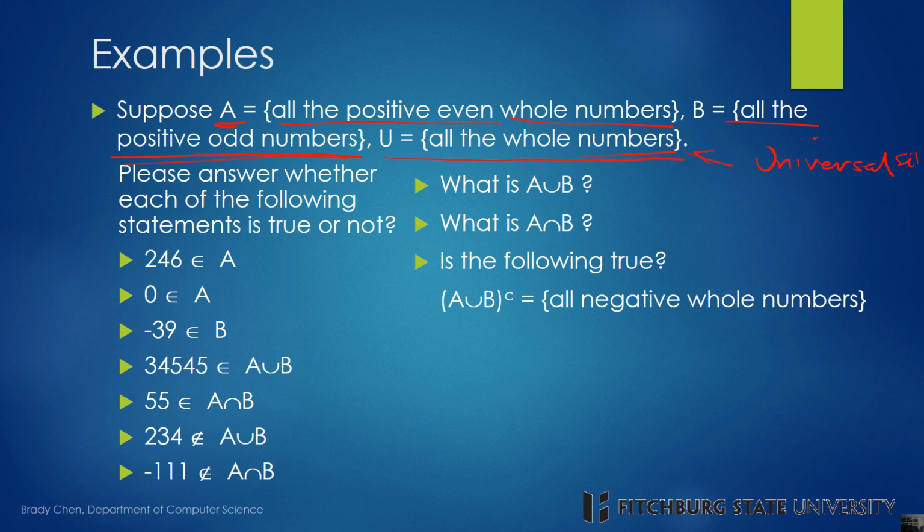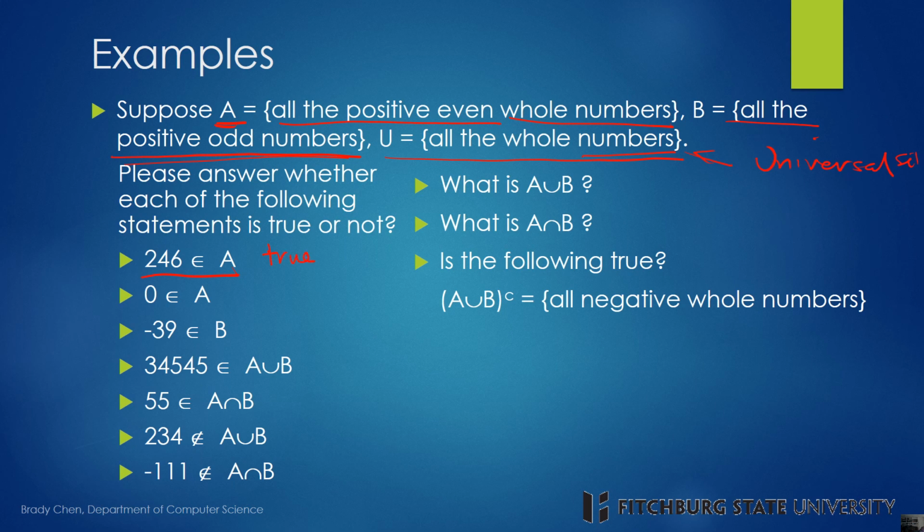Okay. So, 246 belongs to A. Is that true or not? Let's take a look at the definition of A. A is all the positive even whole numbers. So is 246 a positive even whole number? Yes, it is positive. It's an even number, right? So the answer is true.